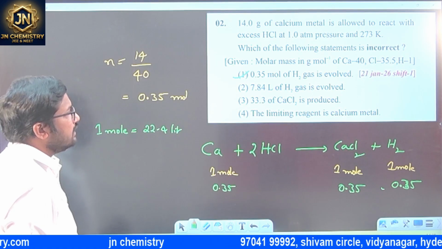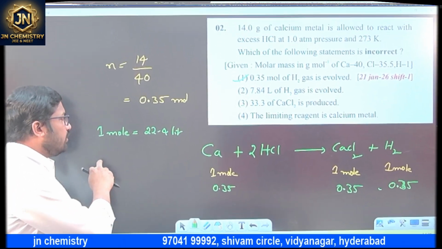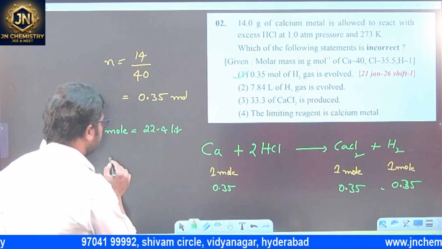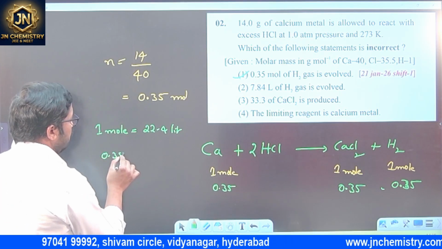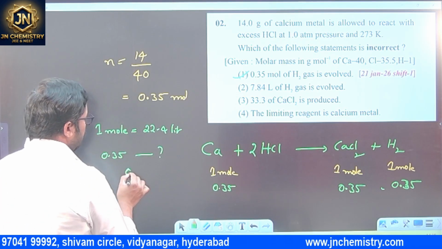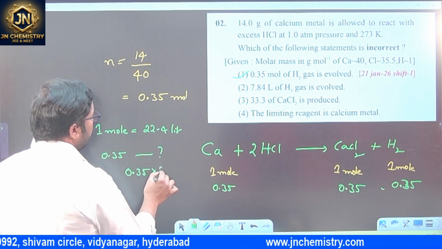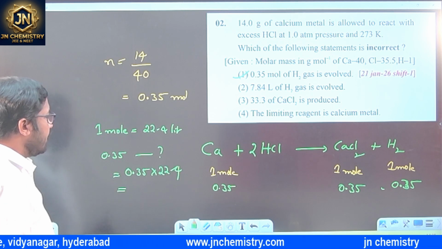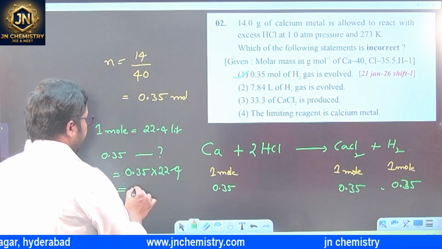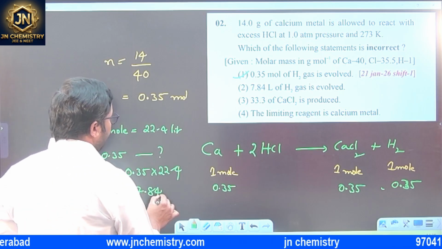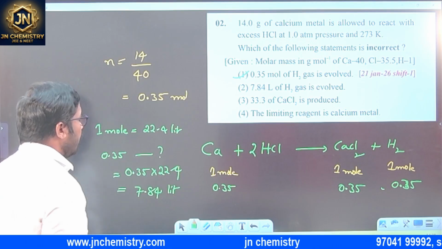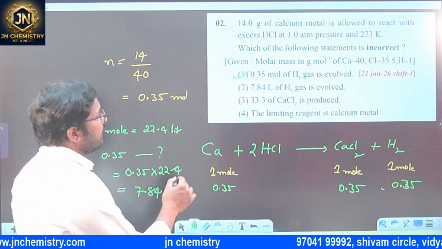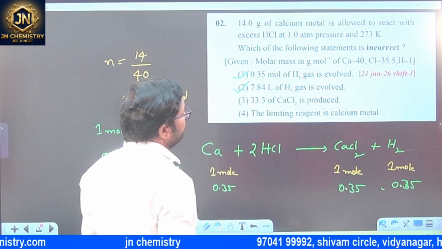22.4 liters of gas is 1 mole. So 0.35 moles is how many liters? 0.35 into 22.4. If we calculate approximately, we will get 7.84 liters. 7.84 liters means obviously the second option is correct.